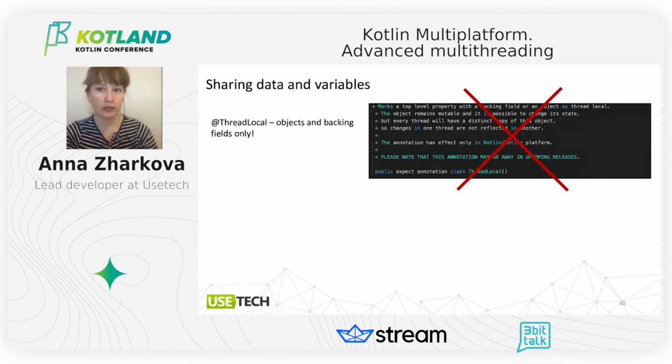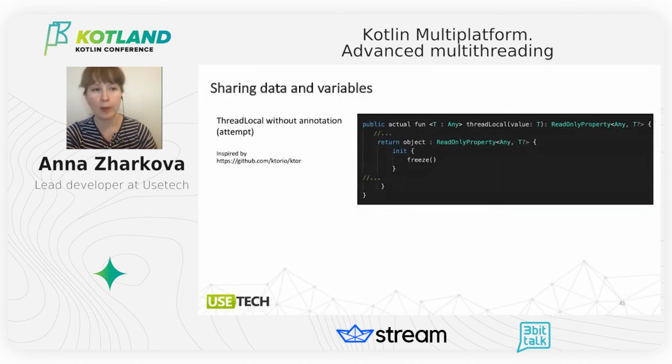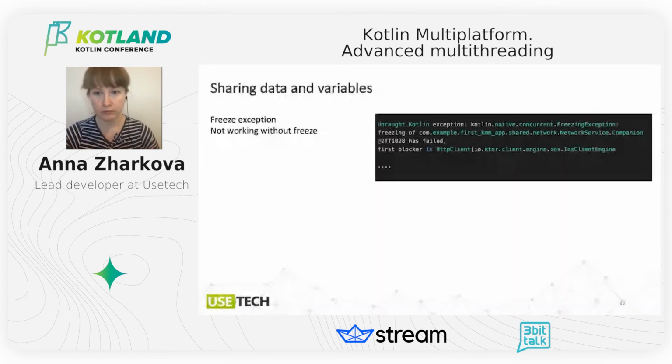So let's take a look at what could be done. We cannot use thread local because it's not a singleton, it's not constant, and it could be used only for backend fields and objects. Ktor has implemented their own mechanism of thread local, but it is not thread local like those annotations. It is just freezing, though they called it thread local. So it's also not the case we need. And if we remove all freezing, we will also get a problem because it will not work. We will get a mutability exception or freezing exception. It's horrible.